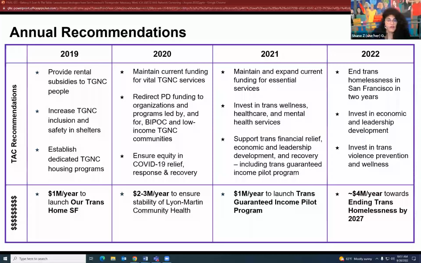Back then, we had to schedule all of our meetings in one day. And I just remember us running back and forth to different city offices in order to have those meetings held. But the way it worked is that we shared these recommendations with those elected officials in the meetings. And we got to speak about how these programs could really improve the lives of our trans community in the city. What that led to after we had those conversations was an investment from the city, which was $1 million a year to launch our Trans Home SF. So this was a major accomplishment.